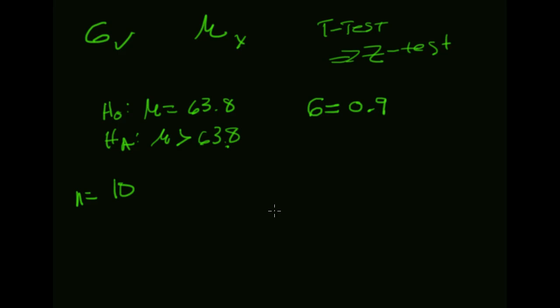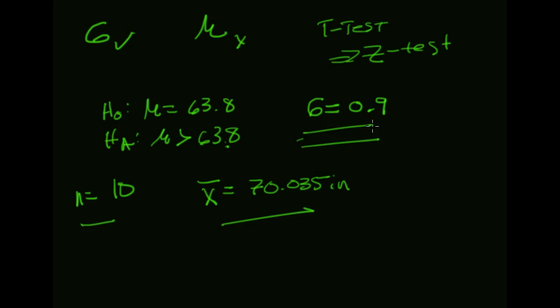So my sample size is 10, and we're going to say that the mean of the sample was actually 70.035 inches. Okay, and this is sufficient to run a z-test on the calculator, knowing the size of the sample, the mean of the sample, and the standard deviation of the population. So let's actually get that in the calculator.